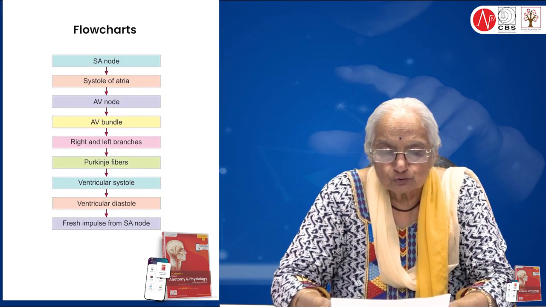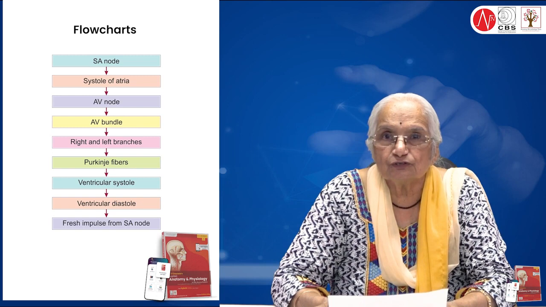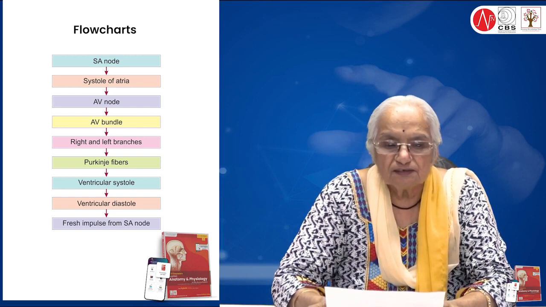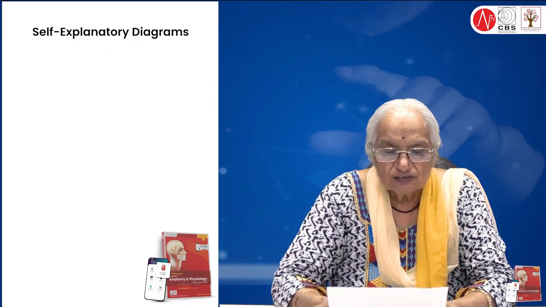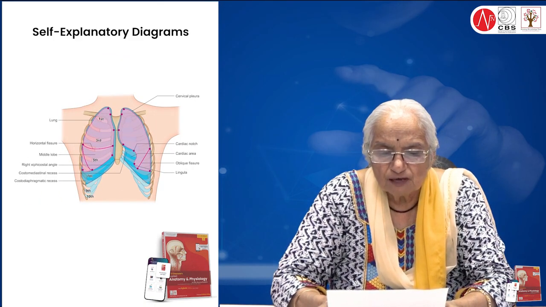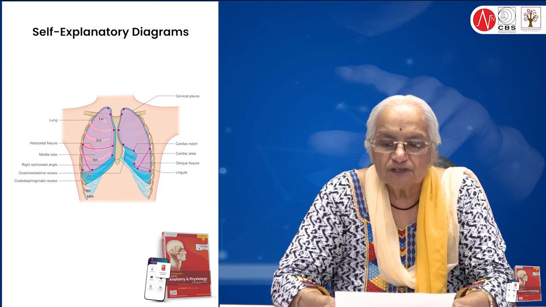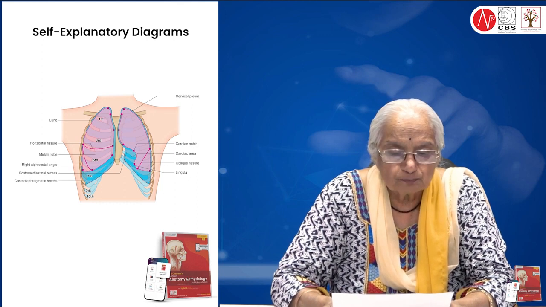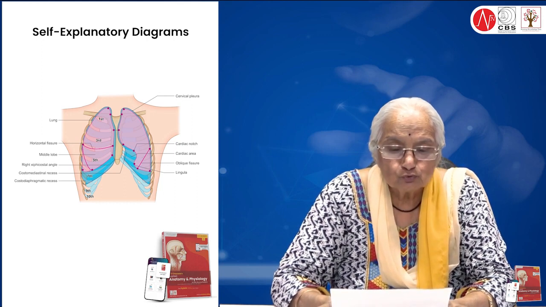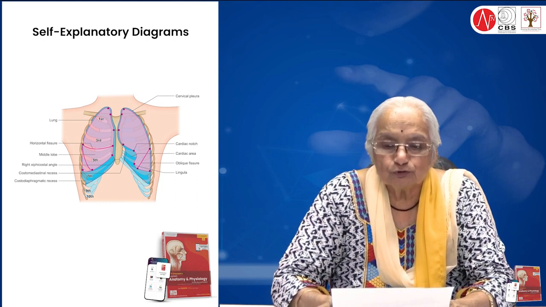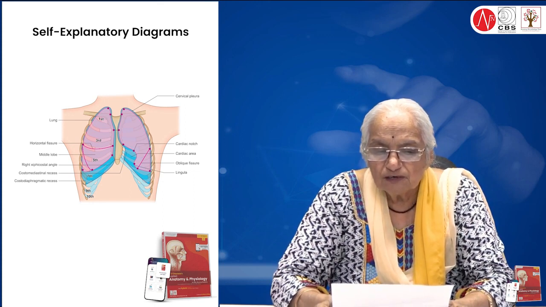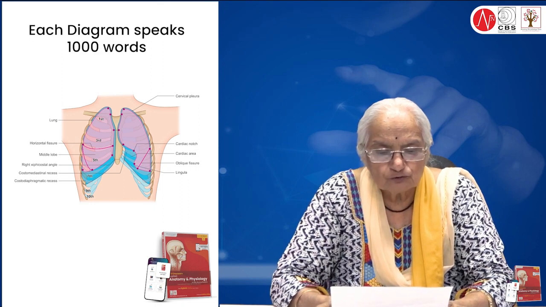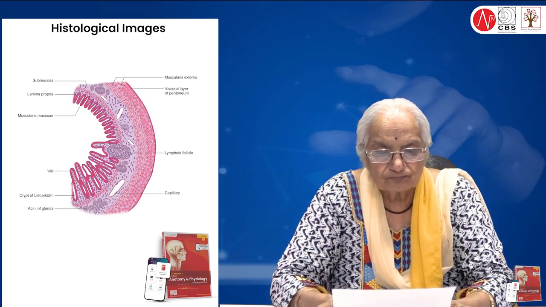Further, each chapter shows the sequence of events in the form of flowcharts which are easy to understand and recapitulate. Each chapter contains many simple, appropriately colored, labeled diagrams. One should practice these diagrams 2 to 3 times to be able to reproduce them in their multiple examinations. As is well known, each diagram speaks 1,000 words.